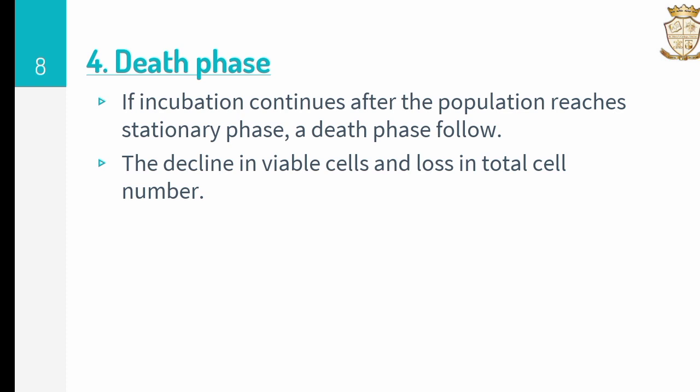And the last one is the death phase. If incubation continues after the population reaches the stationary phase, a death phase follows. In this phase, the viable cells decline and a loss happens in the total number of cells.